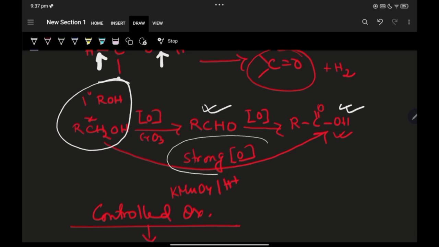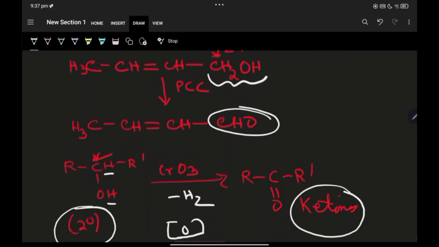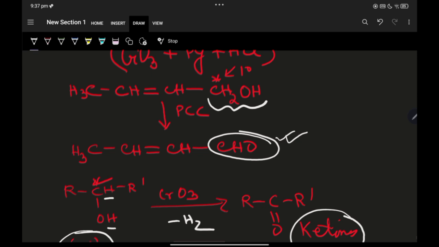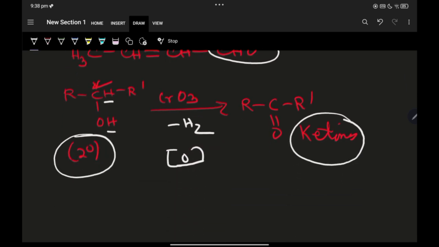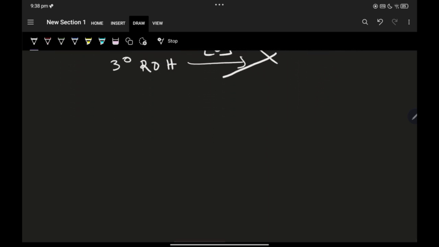1 degree alcohol can also undergo strong oxidation to carboxylic acid. And if you want to stop the reaction at aldehyde stage, you can give controlled oxidation reagent PCC and you can stop it. 2 degree alcohol gives ketone, but 3 degree alcohol do not undergo oxidation reaction. 3 degree alcohol will not undergo oxidation reaction. Now there is a reagent like copper. Copper reacts at 573 degrees Celsius differently with 1 degree, 2 degree and 3 degree alcohols.